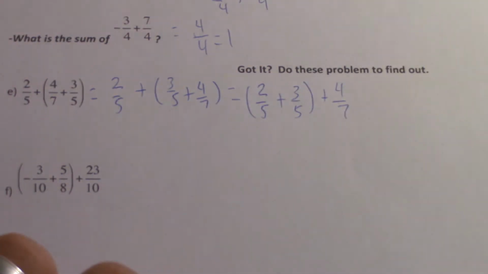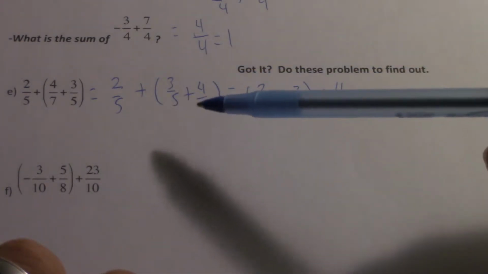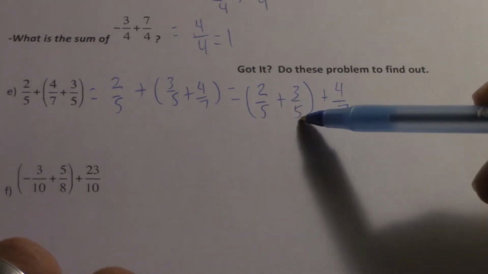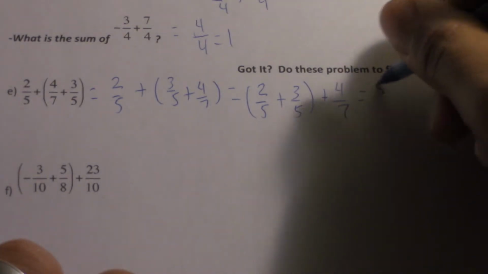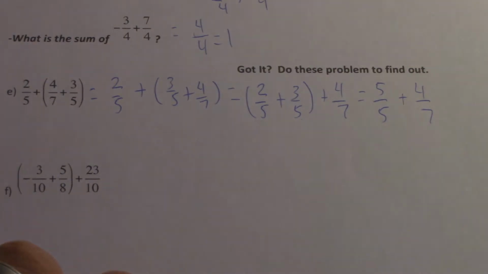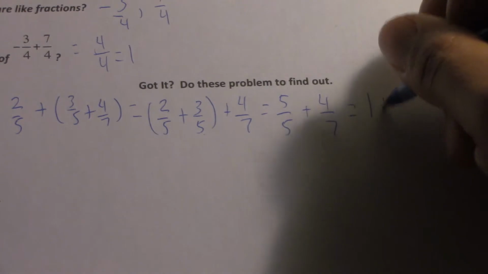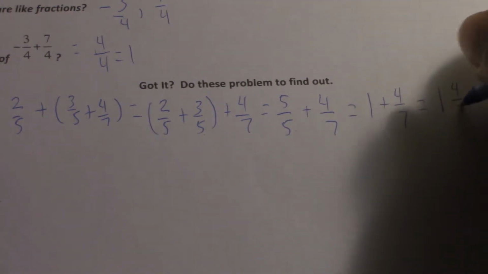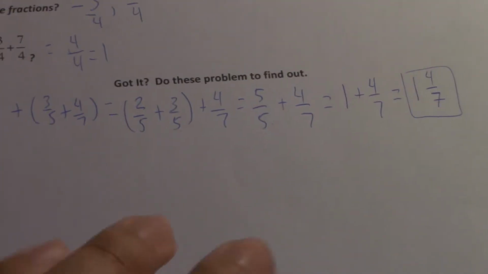Plus 4/7. So it's a 2-step process in this situation. Move the fractions, like swap them out, and then shift the parentheses over. I have common denominators here, which means I can add the numerators. 2 plus 3 gives me 5 over 5 plus 4 sevenths. 5 divided by 5 gives me 1, plus 4 sevenths is equal to 1 and 4 sevenths, which happens to be my final answer.